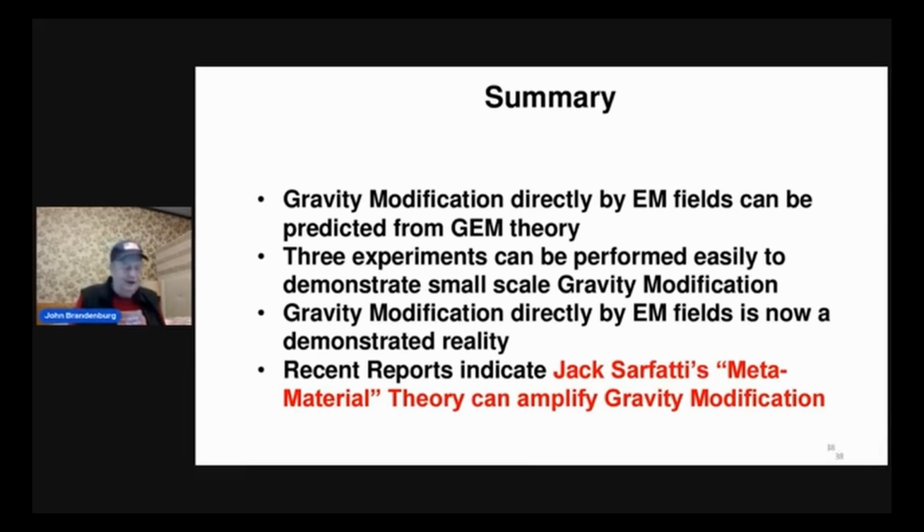Okay, now, people have told me, Brandenburg, you don't know Jack. I say, yes, I do know Jack. That's why I call him the Wolfman. But Jack is a smart guy. Everyone should listen to him. He has made a major discovery involving amplification of gravity modification through the right choice of materials, not vacuum. So, next, that's the end of the talk.